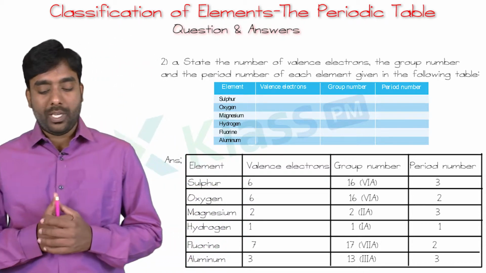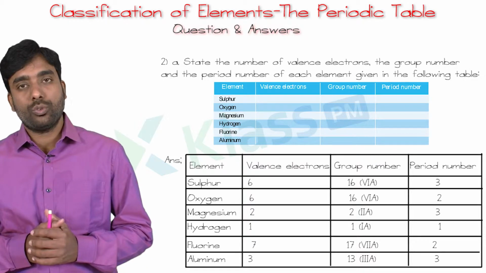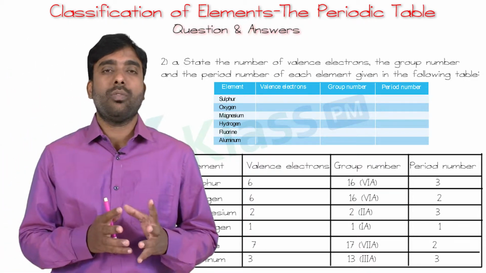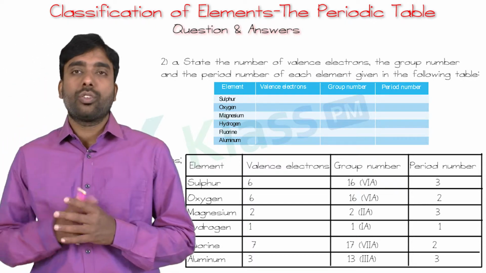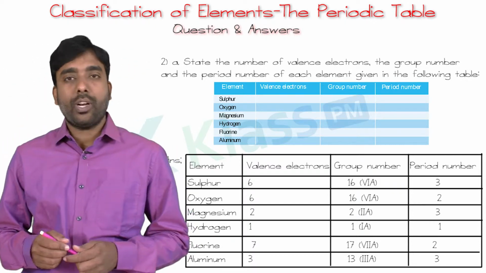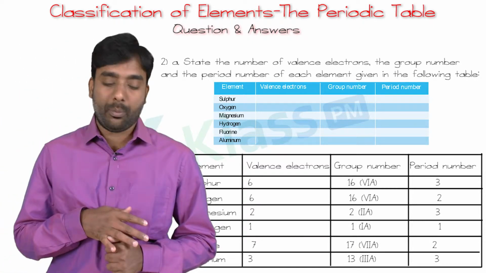So which period does it belong to? Again, the number of valence electrons plus 10: 6 plus 10, that is the 16th group. And in its valence shell, what is there? 2s2 2p4, that's why n is equal to 2, it belongs to the second period.